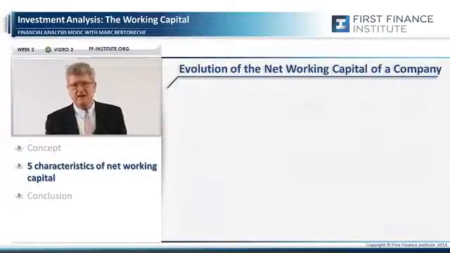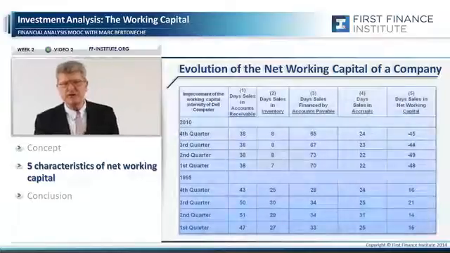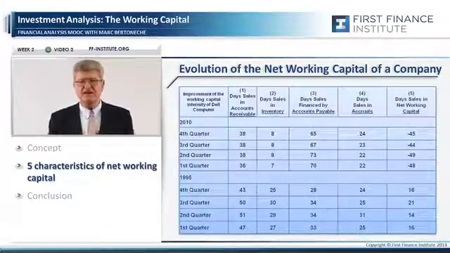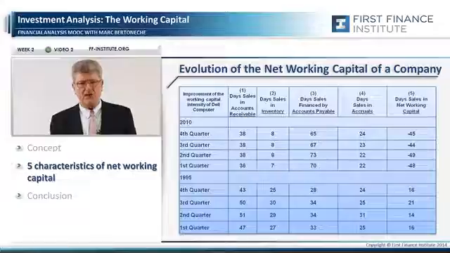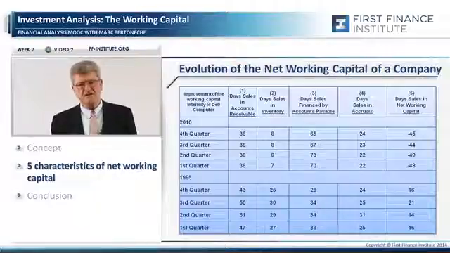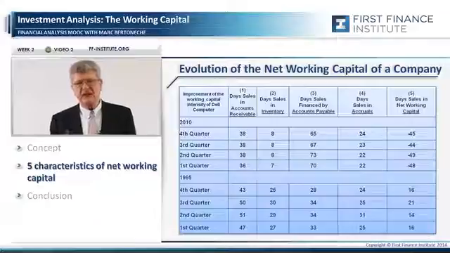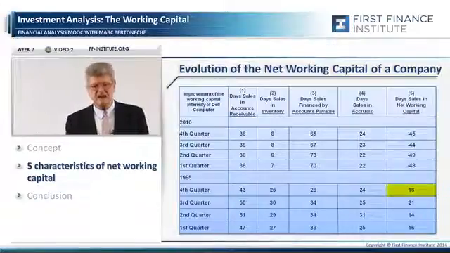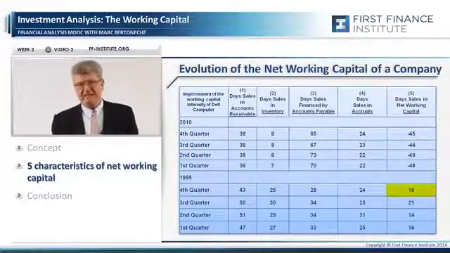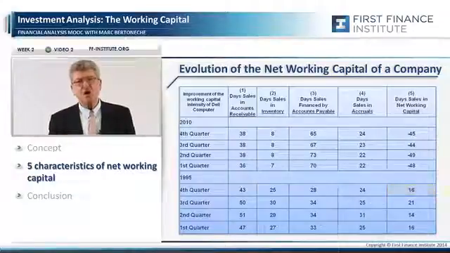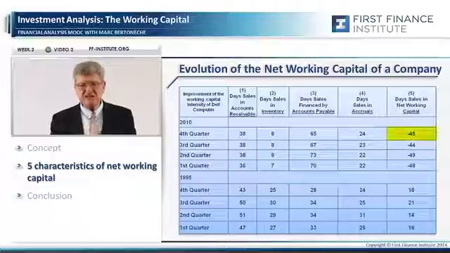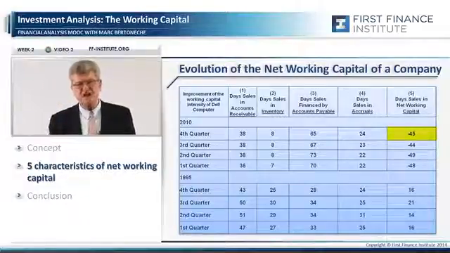Look, for example, at the evolution of the net working capital of a company in the US, Dell, between 1995 and 2010. Without going into detail of the table, you see that in 1995, the net working capital of Dell in days was something around 16 days. In 2010, they have reduced it and make it negative, minus 45 days.